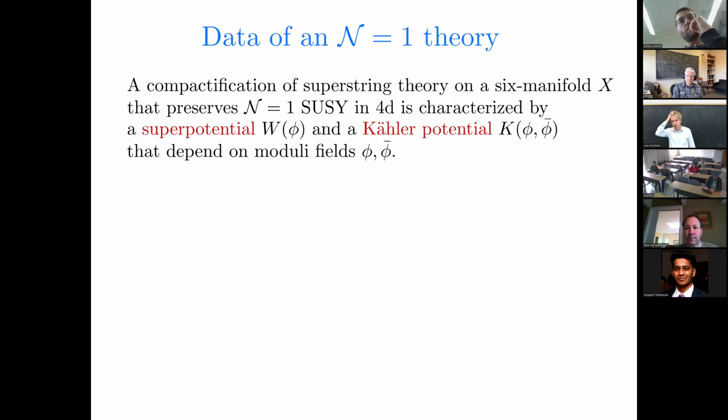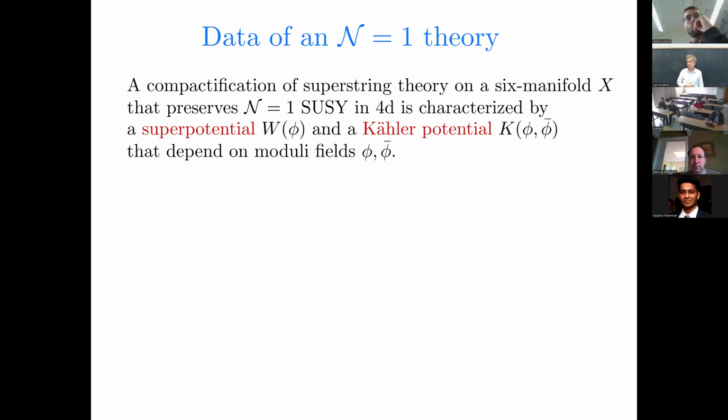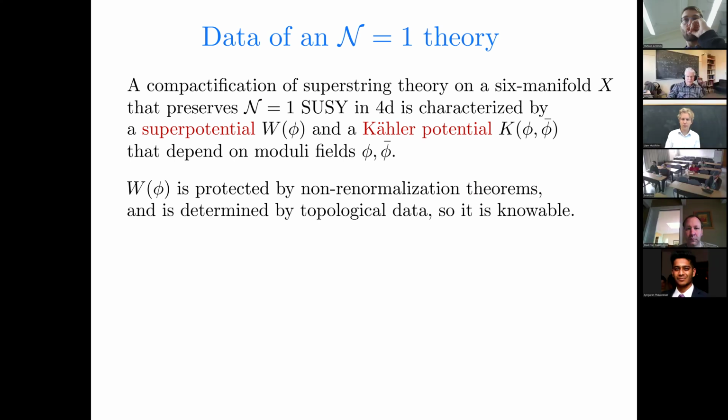As a general reminder, a compactification of superstring theory to 4 dimensions that preserves minimal supersymmetry is characterized by a superpotential, which is a function of some moduli fields, and a Kähler potential. The superpotential is a holomorphic function. The Kähler potential is not a holomorphic function. Because the superpotential is protected by non-renormalization theorems, and because it's determined by topological data, it's knowable. With enough work, and I'll describe the work, you can come to have it in hand.